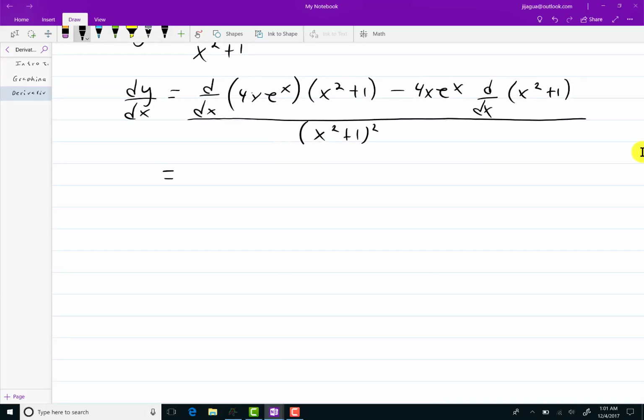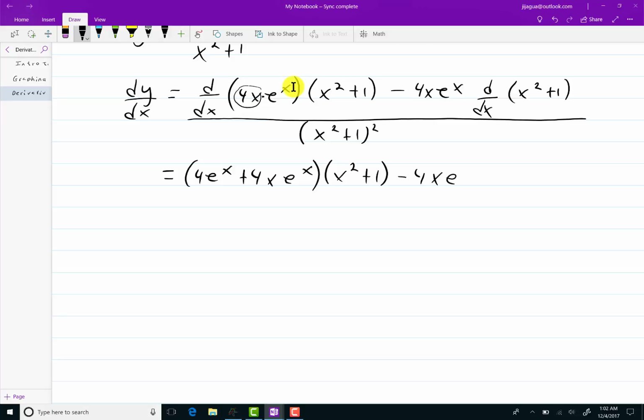Now up here in the numerator, this piece right here, I'm going to put a dot between the 4x and e to the x, because to do that, I need to use the product rule. So if you remember, I need to take the derivative of 4x first. That's 4 e to the x. And then 4x, take the derivative of e to the x next, which is e to the x. Of course, you leave the x squared plus 1 alone.